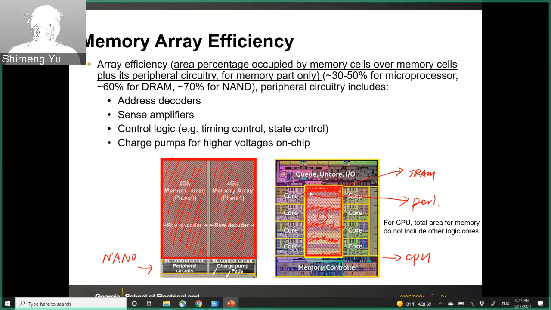Of course, if you want to look into the L2 cache array efficiency, you have to identify where the L2 cache is, and then you look into that and find out how much area is occupied by the SRAM cell and how much area is occupied by the peripheral circuits. So any questions here?